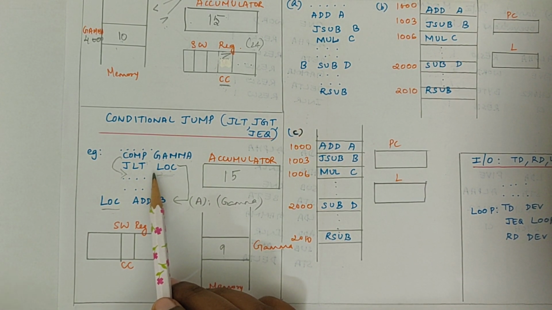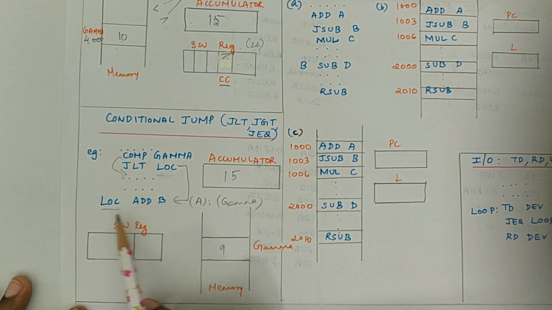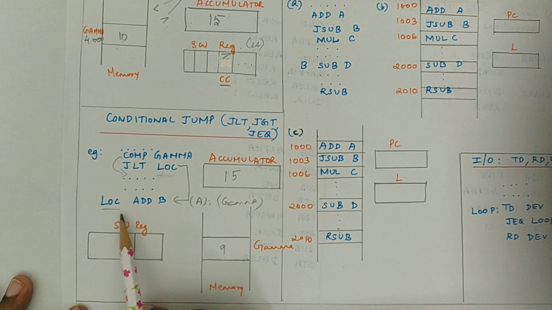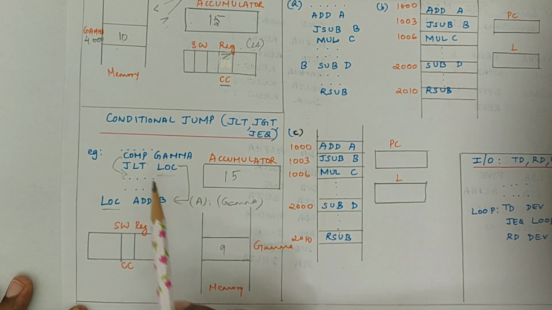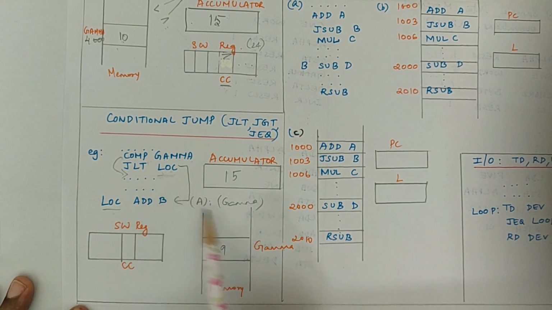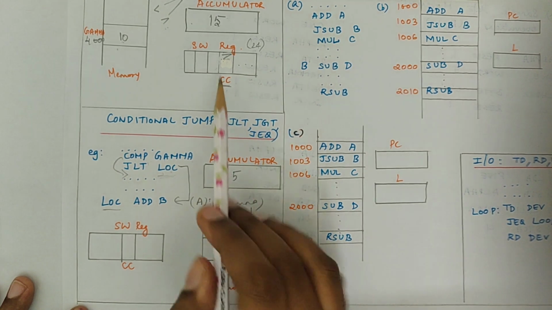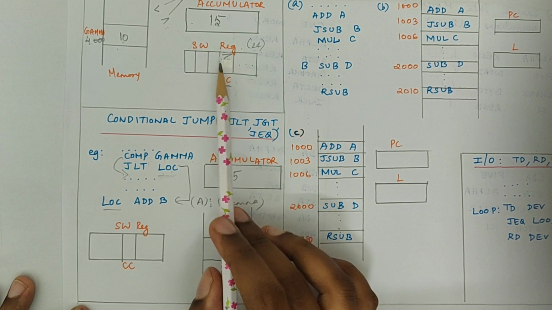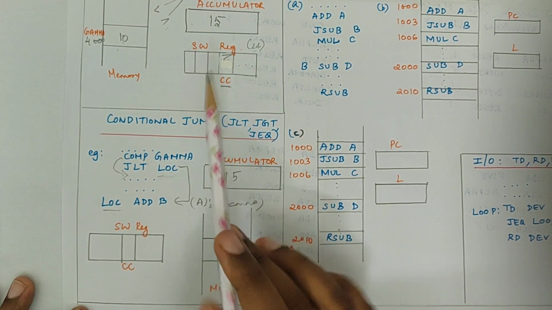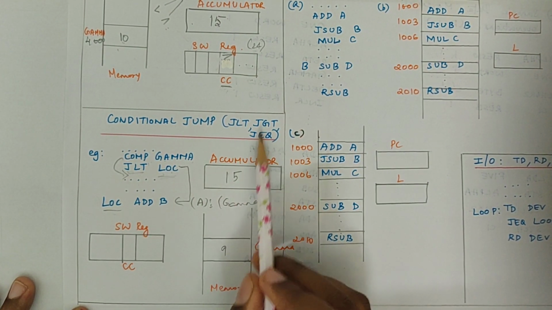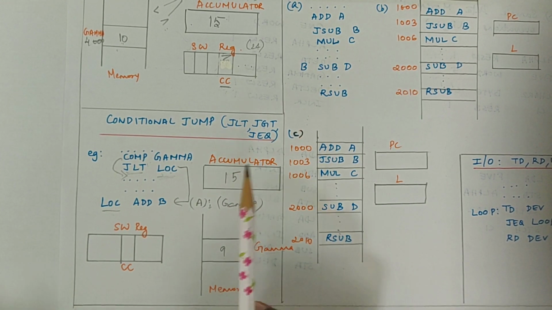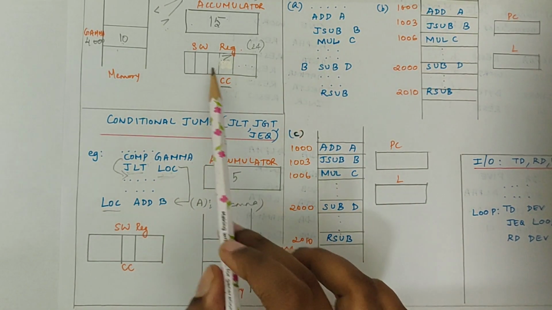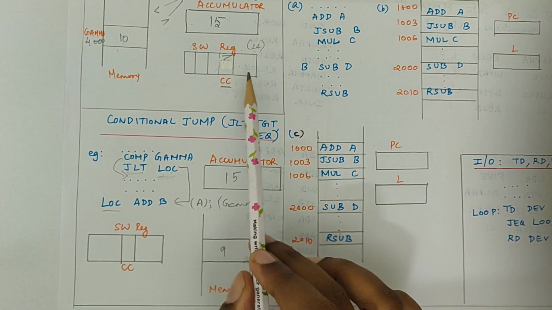Hence it will not jump to the location that points to LOC. Here also, the compare will set the status word register. The CC value in the status word register will be set to equal to, less than, or greater than. So whatever jump instruction it is, jump on less than or jump on greater than, it will check the value of CC in the status word.